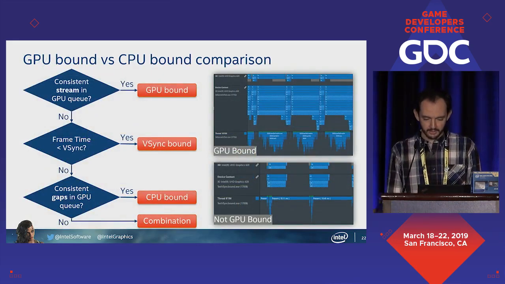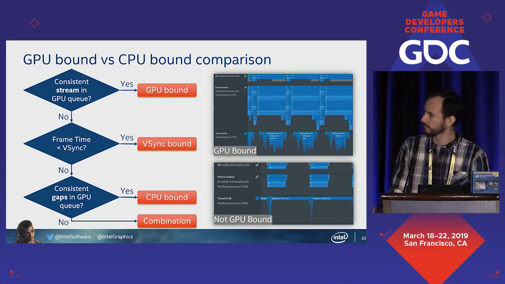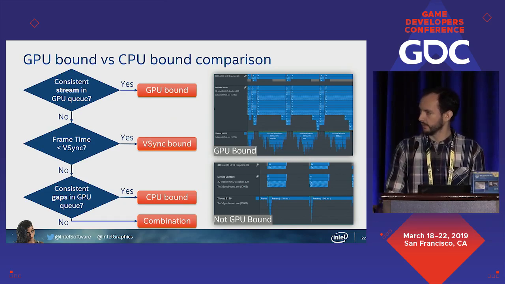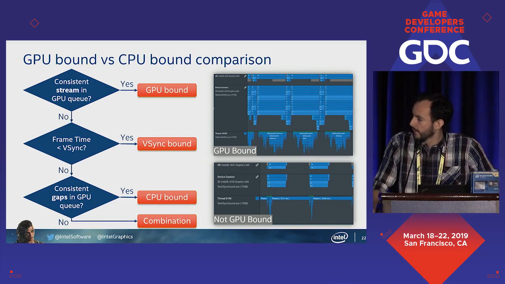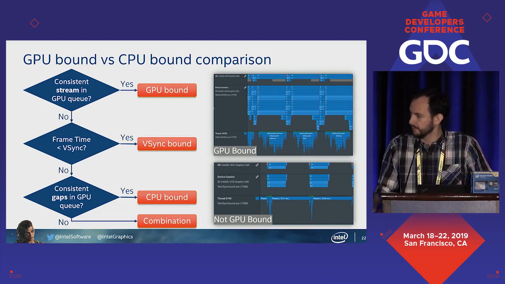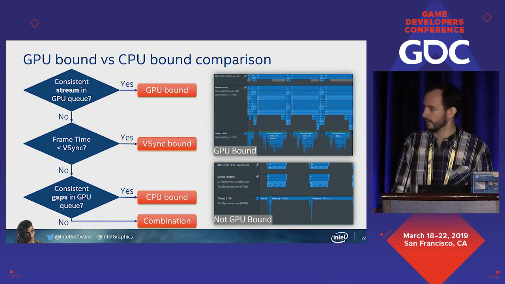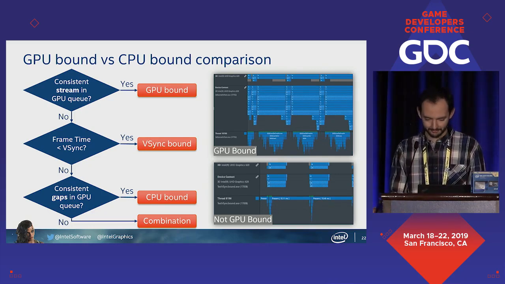So with that information, we can see just by looking at the data, if we have a consistent stream in the queue, then in the GPU queue, then we're GPU bound. If not, then depending on our frame time and the vsync markers, we will know if we're vsync bound or not. Although, like I said, in this case, I don't think that's going to be necessarily relevant. And then if you see consistent gaps in the GPU queue, then you're CPU bound. And otherwise, it's a combination. And for that, we're going to be talking about one of the new features that are going to help us spot some of these intermittent issues.